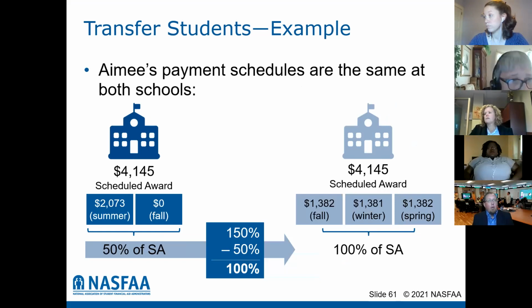Amy's payment schedules are the same at both schools, so a little bit different here. They're both $4,145. For the summer, the student got $2,073 and nothing for the fall. So they used 50% of that eligibility in the summer. Again, you have 150%, so you have 100% still remaining. So in that fall semester, the student can use 1,382, winter 1,381, and spring 1,382, which brings you up to that 100%. And the student here used the whole 150% eligibility because they went summer, fall, winter, spring.